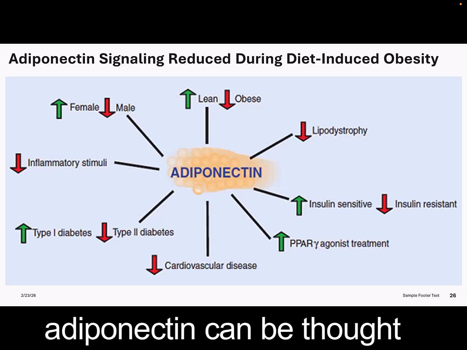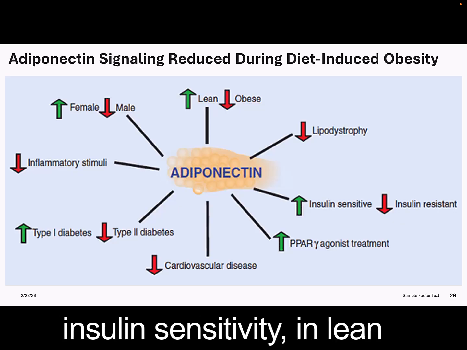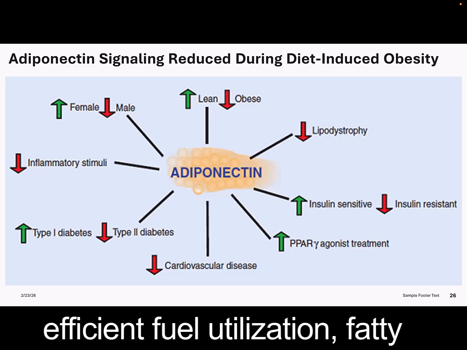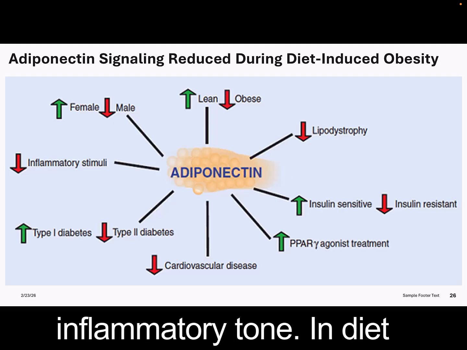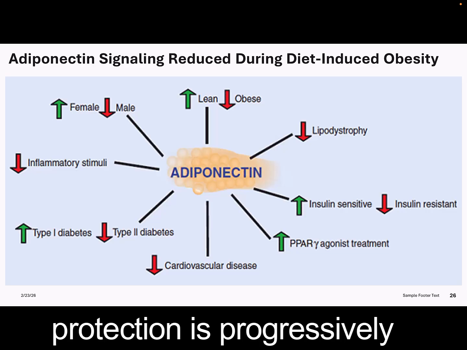So adiponectin can be thought of as the metabolic guardian of insulin sensitivity. In lean physiology, it promotes efficient fuel utilization, fatty acid oxidation, and low inflammatory tone. In diet-induced obesity, that protection is progressively lost.